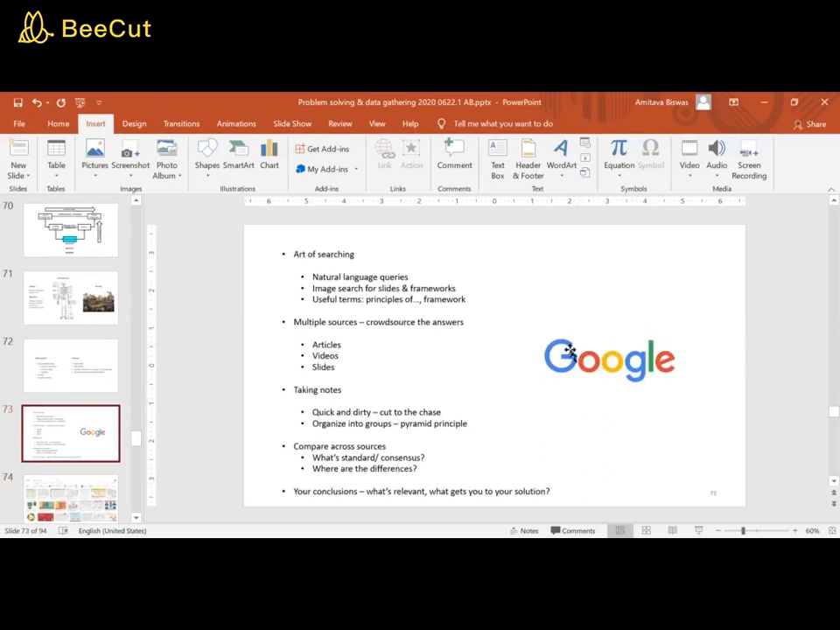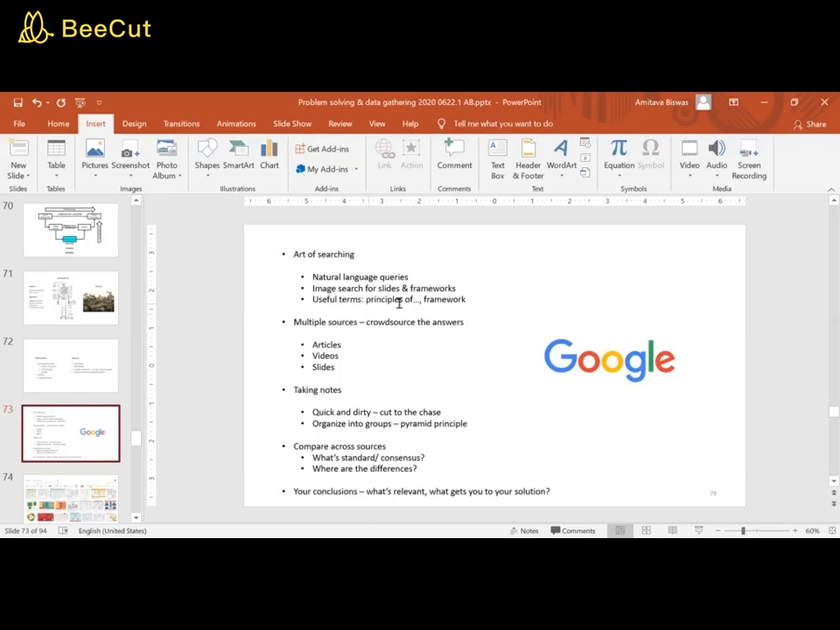Google is amazing. I'm sure you guys are all using Google. And if you feel that you need a little bit of help, you can use it more effectively. Here's a couple of tips and tricks that I kind of put in. There's a whole thing about the art of searching, doing natural language queries, doing image searches that I've been talking to you about for slides and frameworks. There's a lot of stuff there.